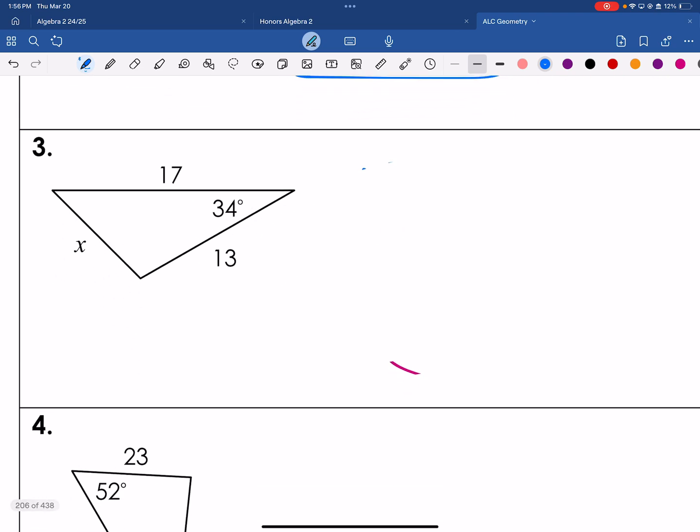All right, so let's look at number 3. So here's what I want you to do with number 3. With this one, I want you to set it up. So x squared equals, and so on and so forth. Once you've got it set up, then stop. So I want to make sure you have it set up correctly first, and then we'll do the calculations. Give you about 30 seconds.